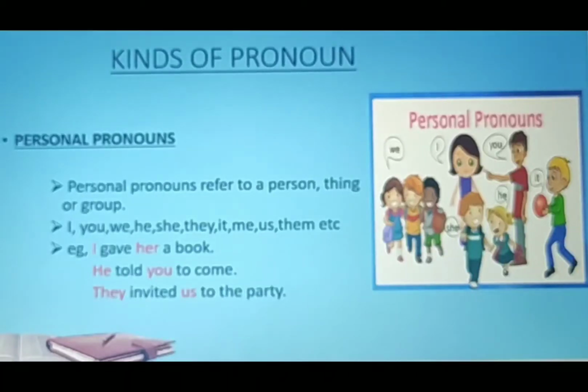Let's look at the second example. He told you to come. Here you and he are pronouns because they are referring to a person. They invited us to the party. So they and us refer to a group. We are not just talking about one person, but more than one. So us can be more than one person, right? It can be three people, it can be four people. So they and us refer to a group.